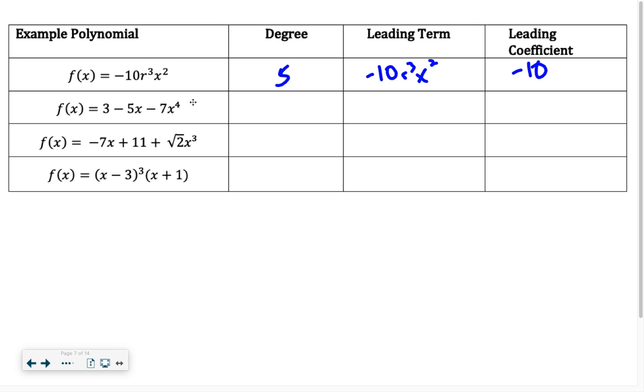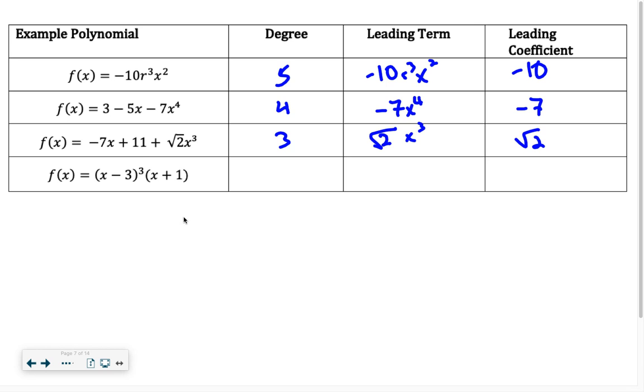All right, now for my second example, the degree would be 4, the leading term, negative 7x to the fourth, and the leading coefficient, negative 7. Why don't you guys try this next one? The degree would be 3, because this would be my leading term, the square root of 2x cubed. So the leading coefficient then is the square root of 2.